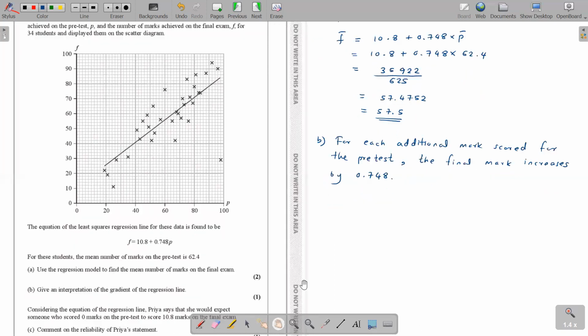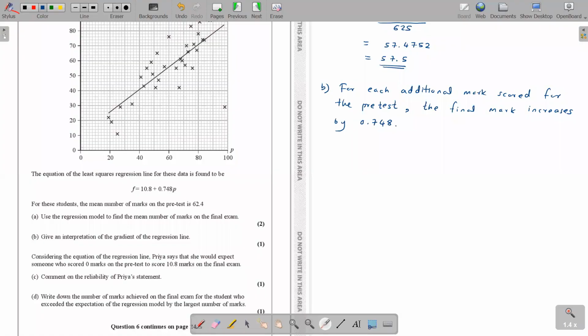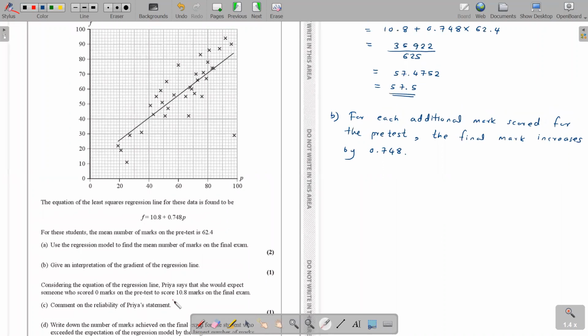Okay. Then the next one: considering the equation of the regression line, Priya says that she would expect someone who scored 0 marks on the pretest to score 10.8 marks on the final exam. Comment on the reliability of Priya's statement. So what do you think about it? Now how do you check the reliability? How do we even get this point called 10.8? So 0 marks for the pretest means when p is 0.